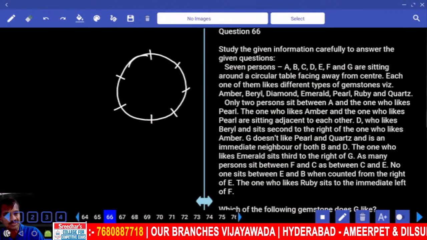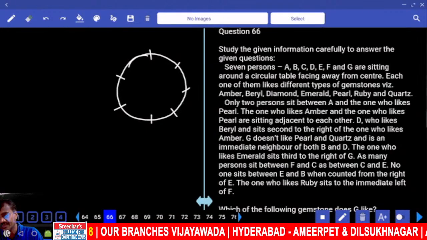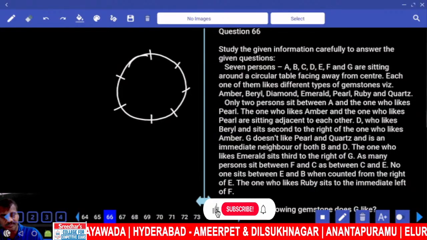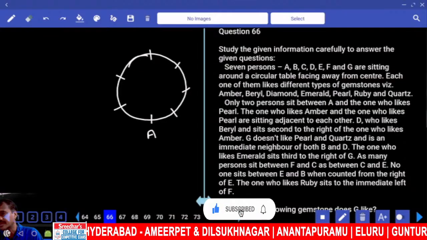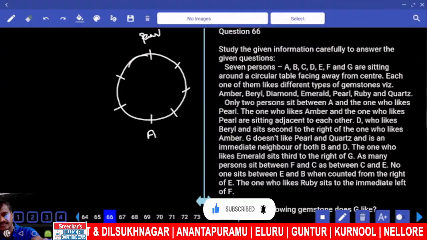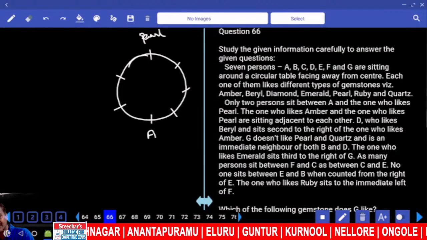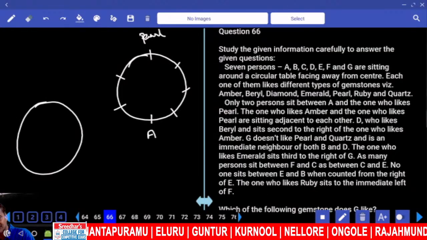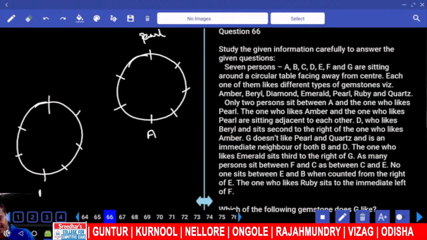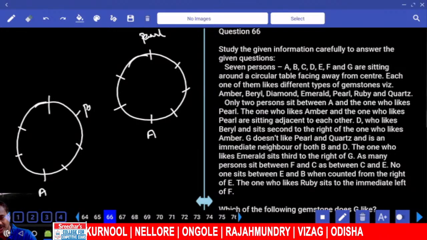And only 2 persons between A and the one who likes Pearl. Now between A and the one who likes Pearl, how many people? 2 people. Now if A is here, we can have Pearl at this place. That is the left hand side we have taken. And the next case, now right hand side. Now how many persons? 7. 1, 2, 3, 1, 2. Now if A is here, the one who likes Pearl is here.